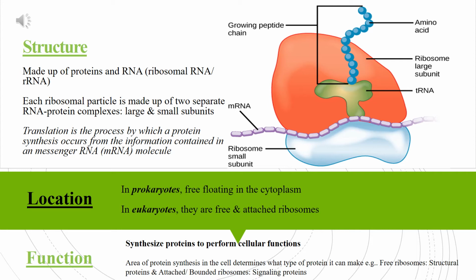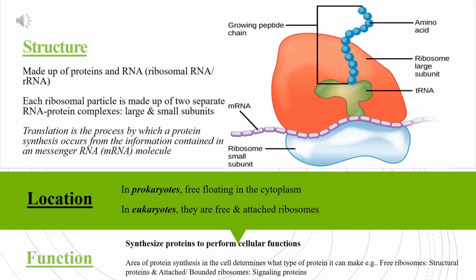Once this process of translation is finished, these two subunits are pulled apart so that they can be reused again when the cell plans to undergo protein synthesis. Location: in prokaryotes, ribosomes are freely floating in the cytoplasm of the cell. In eukaryotes, they are free or attached. They are attached to the endoplasmic reticulum.